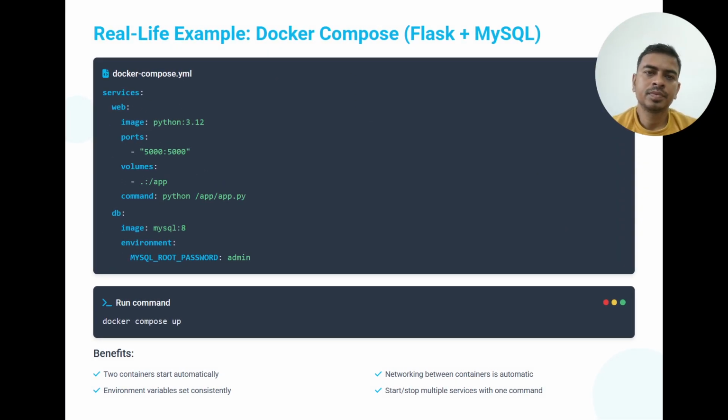Next is a real-life example with Docker Compose. We are using Flask plus MySQL. This is a Docker Compose file. Here we have images, so we are running everything. The image is Python 3.12, port 5000, volume /app, and the command is python /app/app.py. DB is MySQL 8, with environment root password admin@123. After this we'll go for Docker Compose up.